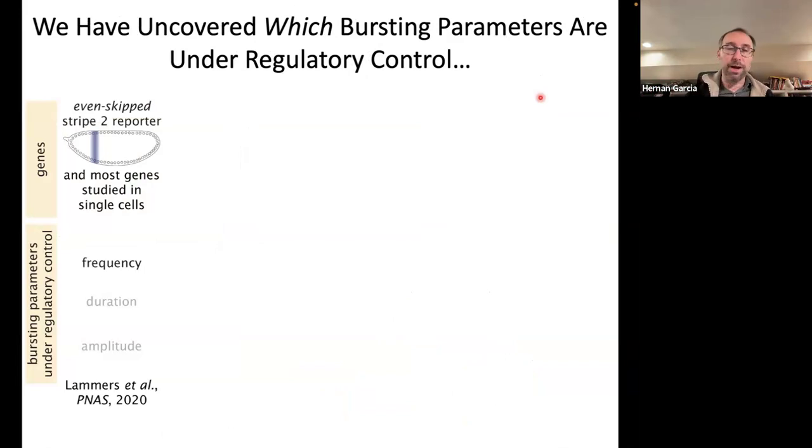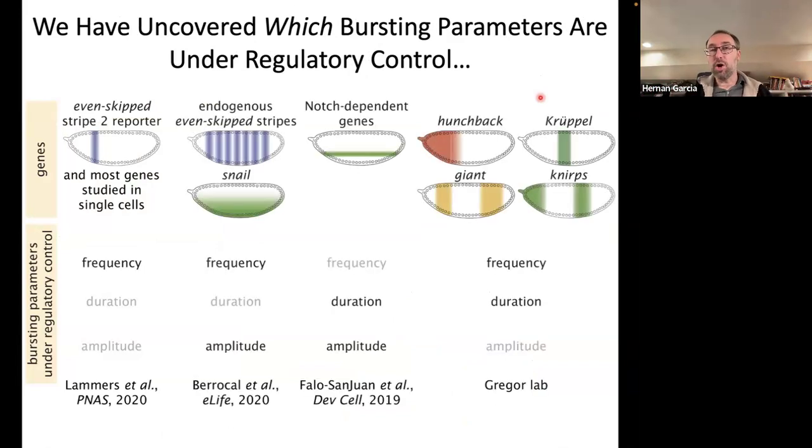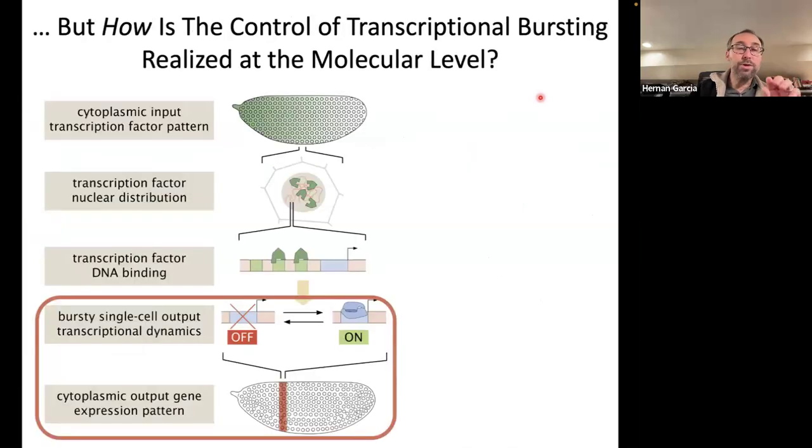But then we started looking at more genes, and we found examples of sets of genes where, for example, frequency and amplitude is being regulated. Other examples where duration and amplitude is being regulated. Other people have also found examples of frequency and duration regulation. So while there seems to be unity, there also seems to be a little bit of a zoo of regulatory strategies out there. And in general, what I want to say is that we have become pretty good at determining which bursting parameters are under regulatory control. What we still have no idea is how this control is realized at the molecular level. Honestly, we don't even know what a burst is, let alone how it's being regulated. Okay?